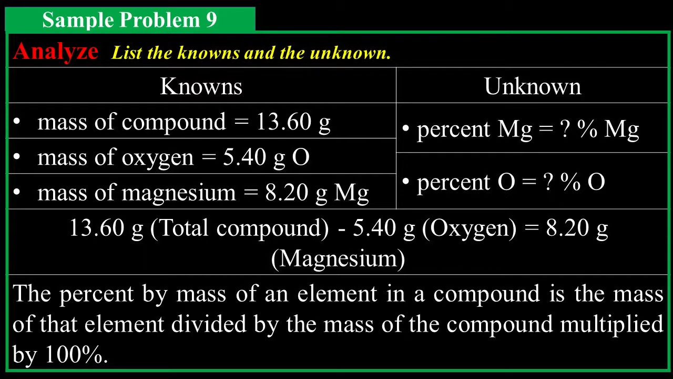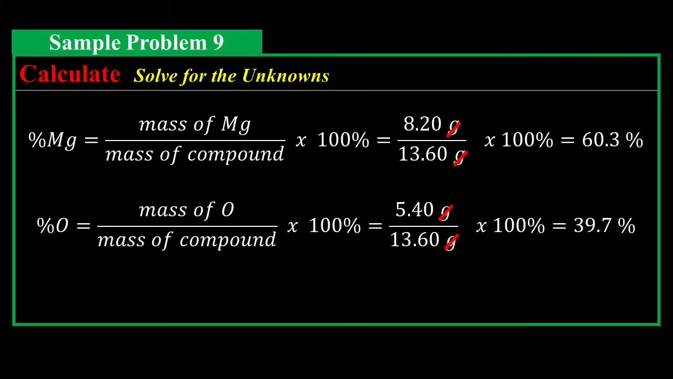I want to find the percent composition of magnesium and oxygen. 13.6 total grams minus 5.4 equals 8.2 grams of magnesium. That's how I get the 8.2 grams of magnesium. The percent by mass of the element in the compound is the mass of that element divided by the mass of the compound multiplied by 100.